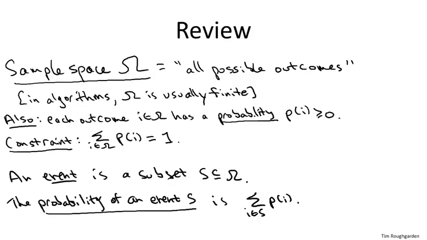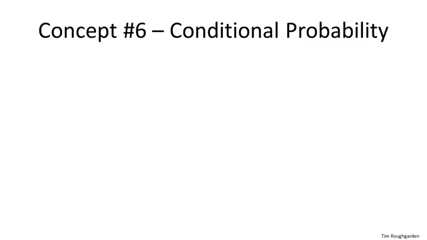And remember that an event is nothing more than a subset of omega. Omega is everything that could possibly happen. S is some subset of things that might happen. And of course the probability of an event is just the sum of the probabilities of all of the outcomes that the event contains. So let's talk about conditional probability.